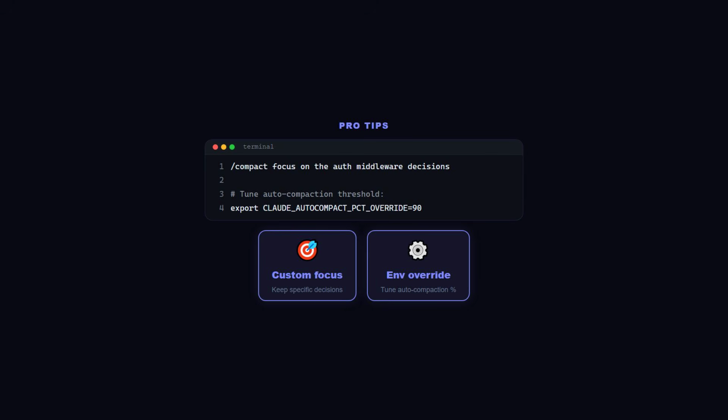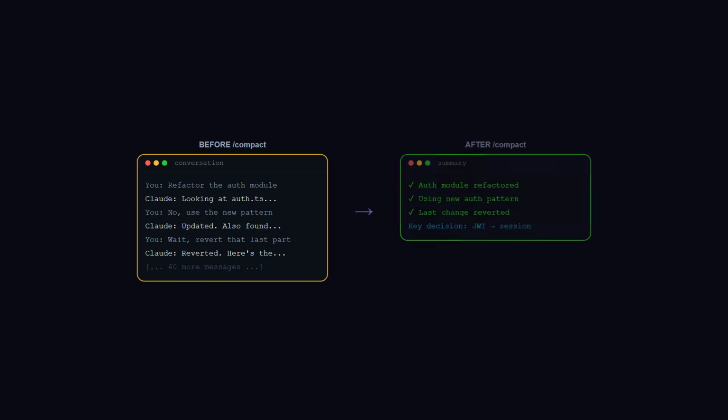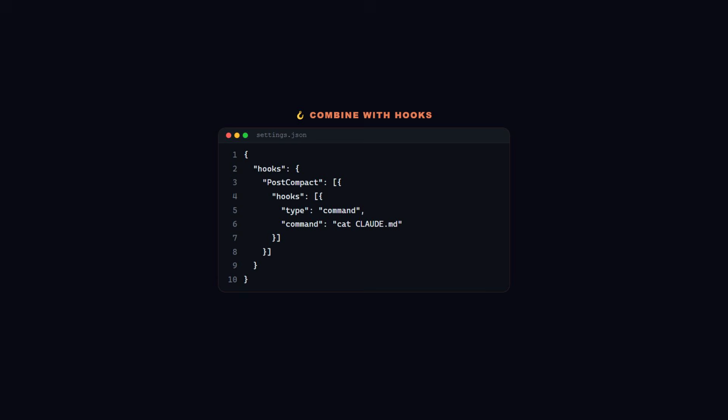Remember, auto-compaction fires at 83% capacity, but the power move is running compact proactively before you hit that threshold. Here's my rule. If a conversation passes the 15-minute mark on a single task, compact. You can even pass a custom instruction, /compact with focus on the database schema decisions we made, and Claude will prioritize keeping that specific context. And if you want to tune when auto-compaction fires, there's a hidden environment variable, CLAUDE_AUTOCOMPACT_PCT_OVERRIDE. Set it to 90, and auto-compaction holds off until 90%. Set it to 70 for aggressive early compression.